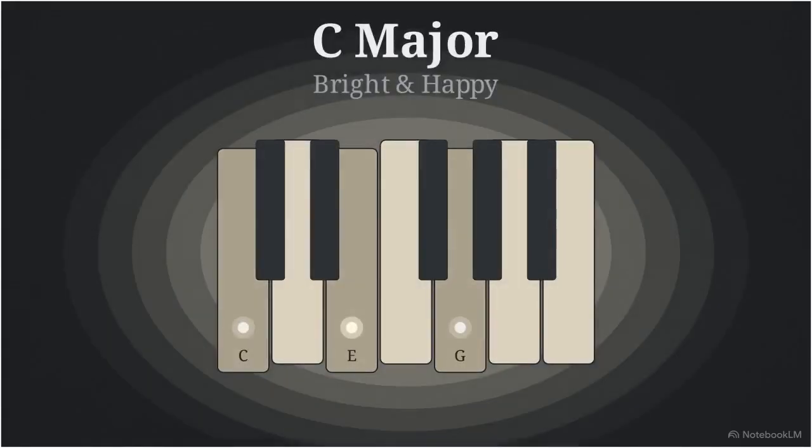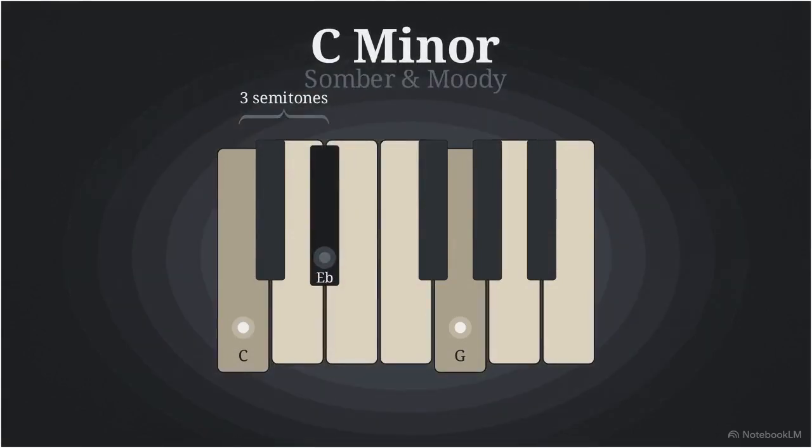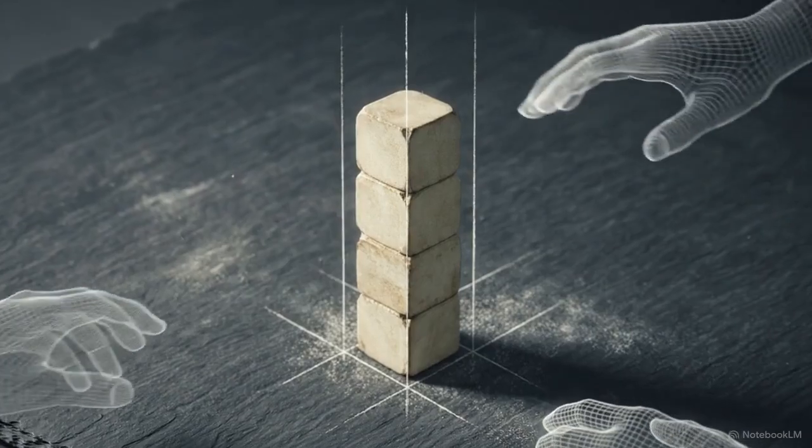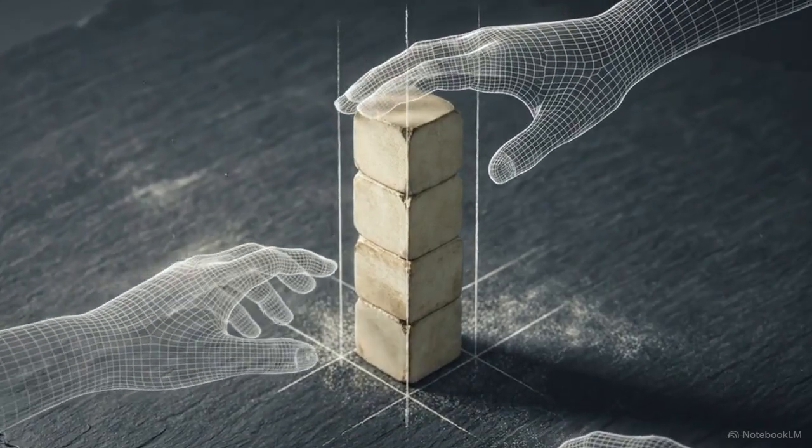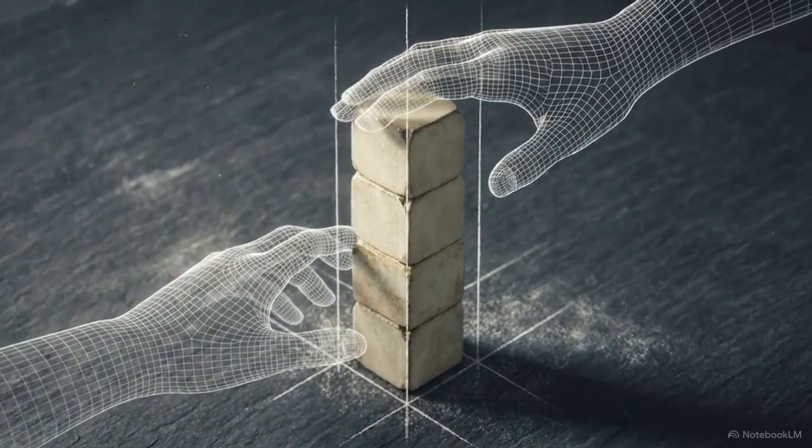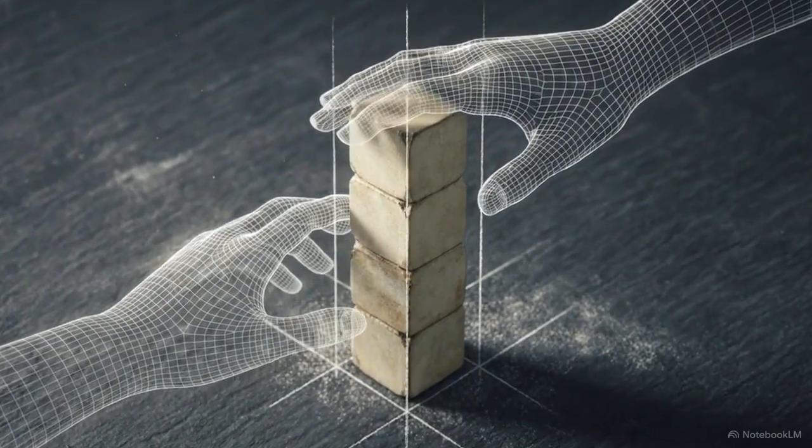Go to a keyboard and play this exact progression, but swap that opening C major for a C minor. Listen to how the entire narrative tone shifts. Musical mastery begins where the laws of acoustic physics meet your own emotional intention.